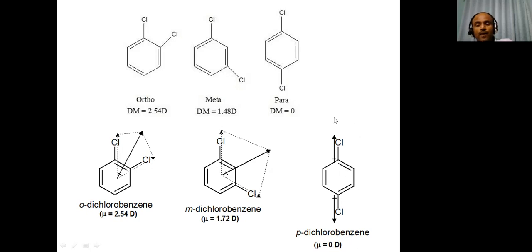In case of para-dichlorobenzene, see here we have dipoles due to two C-Cl bonds, and these two C-Cl bonds are oriented exactly opposite to each other, and hence the net dipole is 0. While in case of ortho and meta, they are not oriented exactly opposite to each other, therefore the value is non-zero.